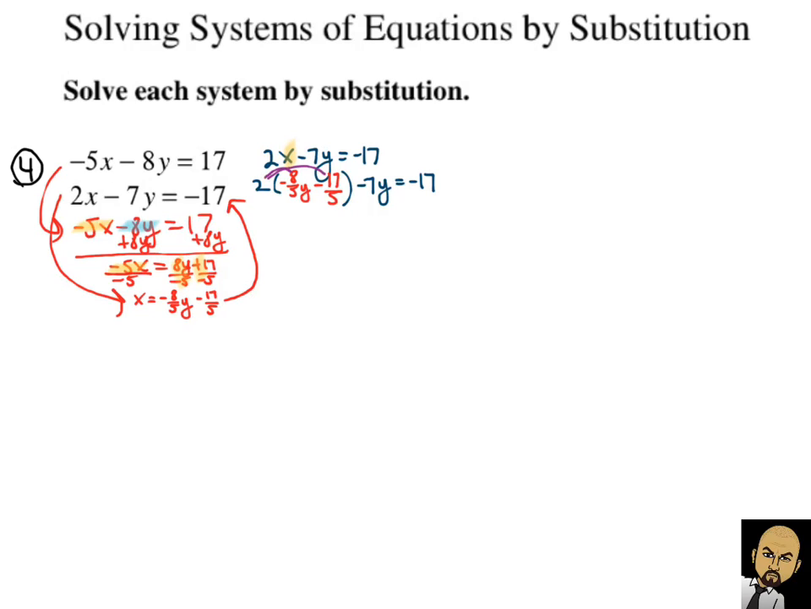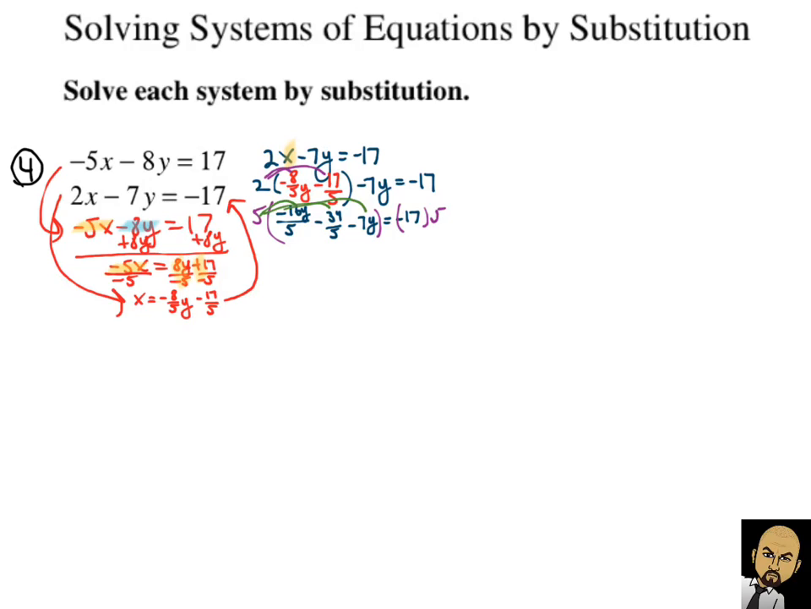We're going to go ahead and distribute. 2 times negative 8/5 y is going to be negative 16y fifths. 2 times negative 17/5 is going to be negative 34/5. And then we bring it down, bring it down, bring it down. And next thing you do is we have fraction busters. So we're going to multiply by the least common multiple of 5.